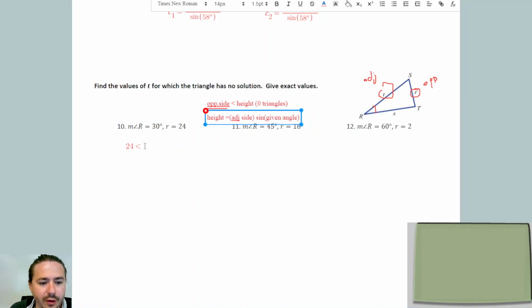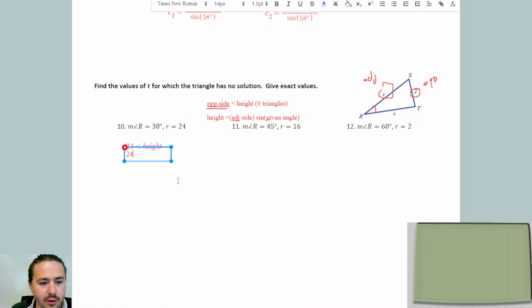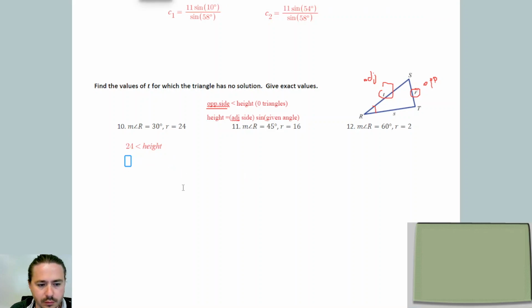Okay, so we want 24 to be less than the height. Okay, so we want 24 to be less than the adjacent side here, which is the t. That's what we're trying to actually solve for, times the sine of 30. Now rearranging this, we're trying to solve for t, so we need to divide both sides by sine 30. So we have 24 over sine 30 is less than t. And if we're trying to isolate t here, so I'm going to move t to the left-hand side, say t is greater than 24 over sine 30.